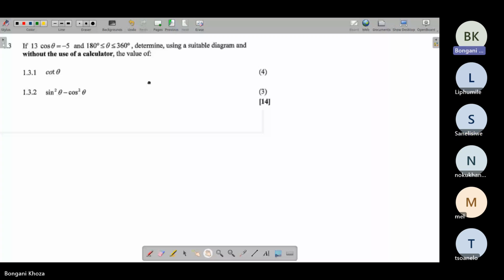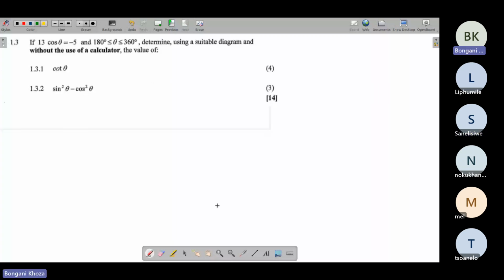So we are told that if 13 cos theta is equal to -5, and theta is greater than or equal to 180 but less than or equal to 360, we're supposed to determine, using a suitable diagram and without the use of a calculator, the value of cot theta and the value of sine squared theta minus cos squared theta.